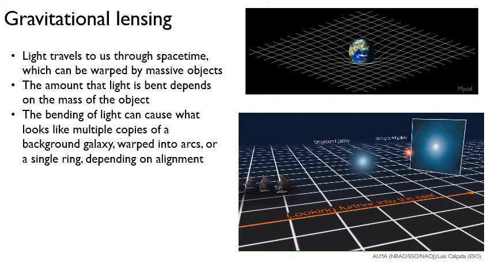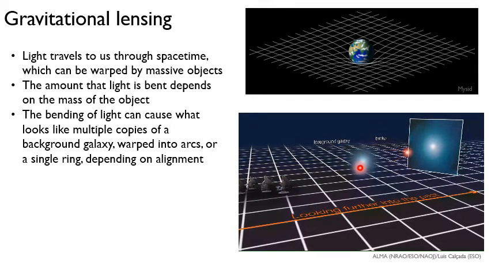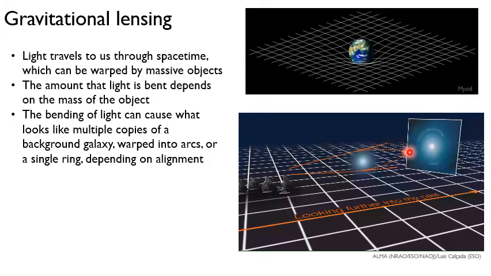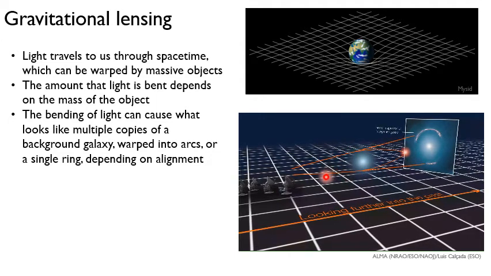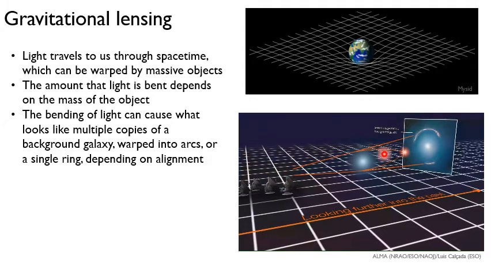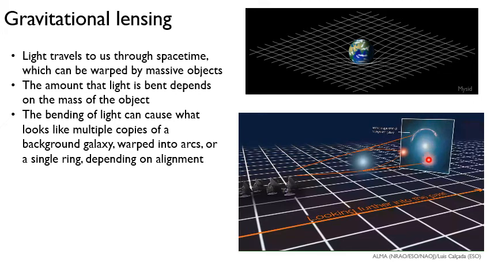into arcs. In this video you have a background galaxy, a foreground galaxy, and your telescopes, and the light is warped through space-time by the foreground galaxy. Then, instead of the background object, we see some arc of light. So we can see multiple copies of the galaxy, and if the alignment is just right, we can see a ring. There are lots of different things that can happen due to gravitational lensing.